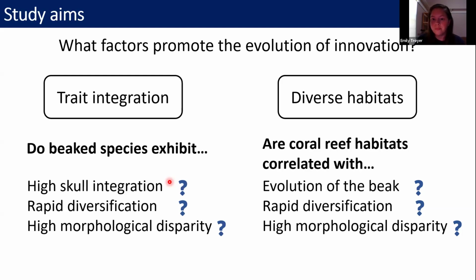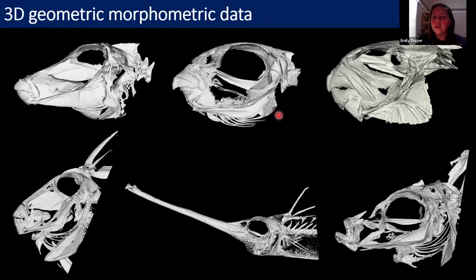non-beaked species. Additionally, highly diverse habitats such as coral reefs may have actually led to the evolution of the beak and may be promoting increased rates of diversification and morphological evolution. So to answer these questions, we used three-dimensional geometric morphometric data from CT scans of museum specimens to quantify skull morphology. We obtained morphological data for 176 species of tetradontiform fishes.